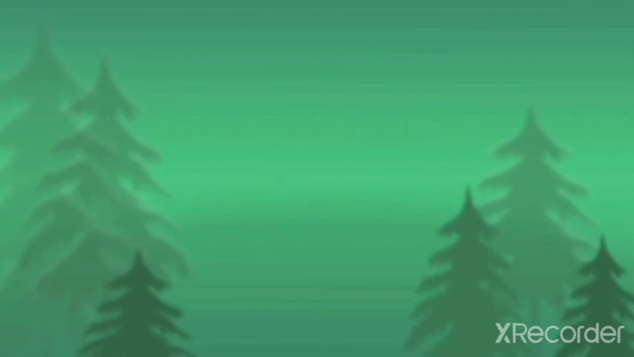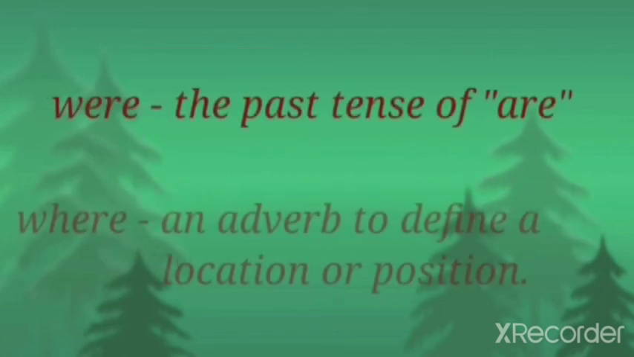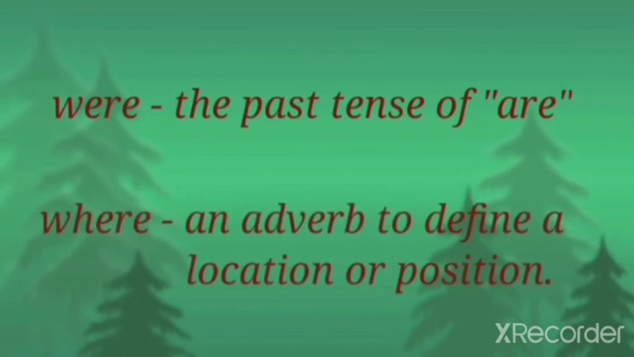Next, right. Right means correct. Write is a verb. Were is the past tense of are. Where is an adverb to define a location or position.